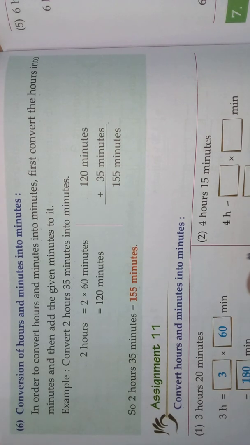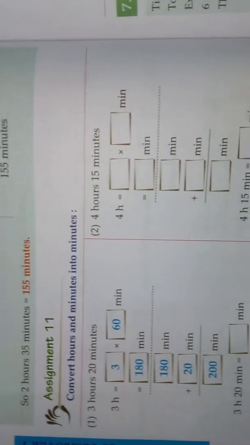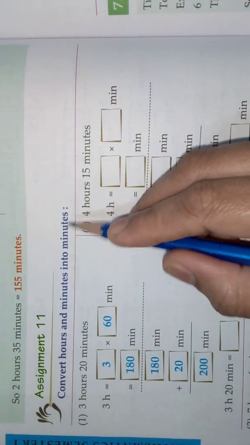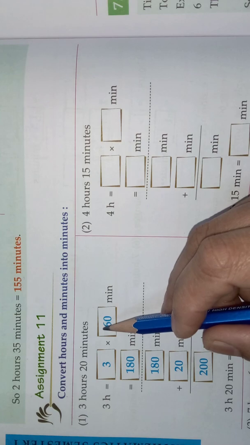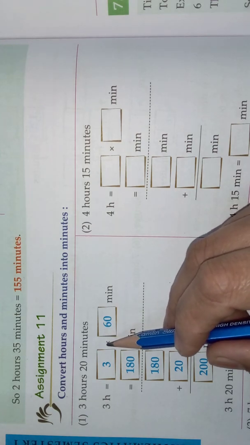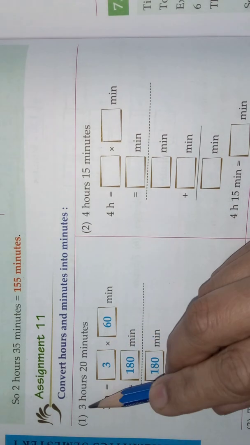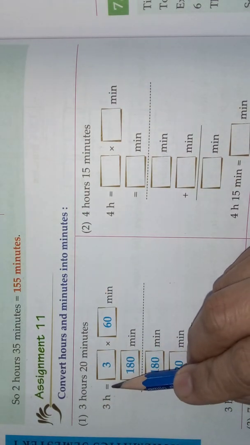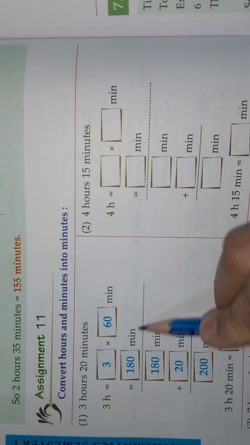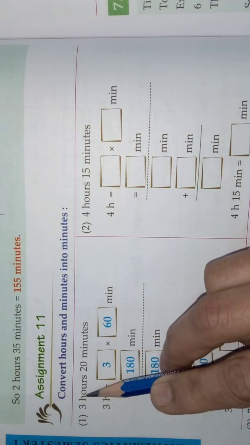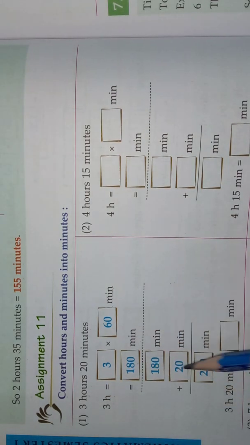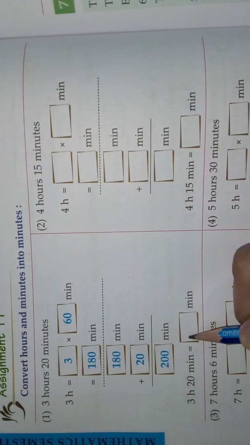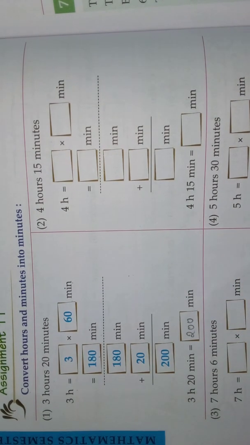Understood, children? Come, we will see the assignment 11. Convert hours and minutes into minutes. So, first we will convert the hours and then we will add the minutes. 3 hours 20 minutes. Come, we will see the first one. 3 hours is equal to 3 into 60 minutes, that is 180 minutes. So, we are going to add this 180 minutes with this 20 minutes. So, what is the answer? 200 minutes. Understood, children?